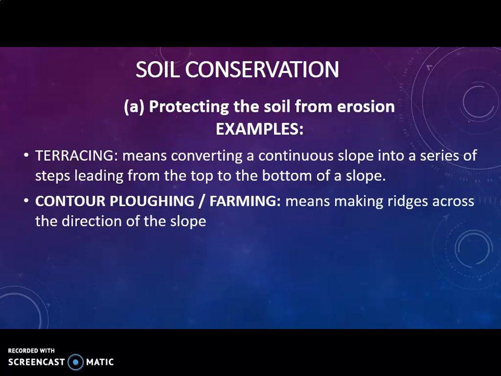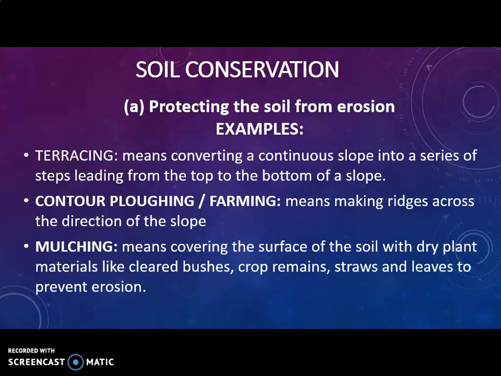Now the second one, contour ploughing. In contour ploughing, you make ridges across the direction of the slope, whereby the route made by the plough runs perpendicular to the slope, instead of running parallel to it, thereby resulting in furrows. These furrows curve around the farmland, thereby creating a barrier against water washing away the outer layer of the soil.